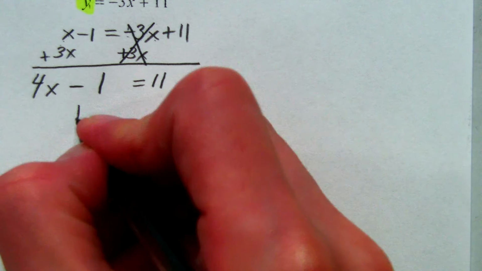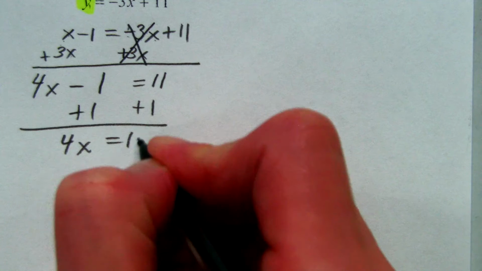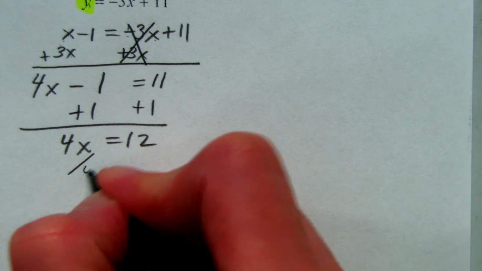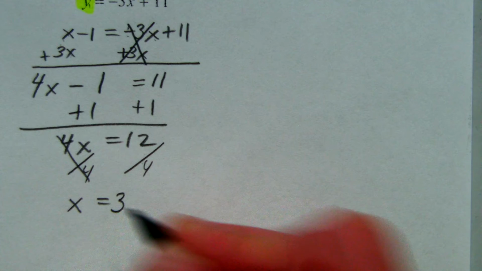So we add 1 to both sides. We'll get 4x equals 12, divide by 4, we get x equals 3.